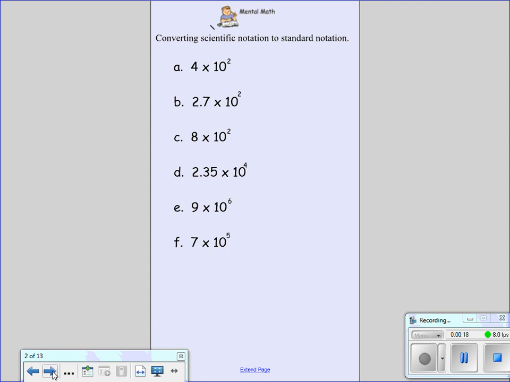Okay, we have 4 times 10 to the second power. So that means my answer is going to be 4. Then how many zeros? We have 2 zeros after it. It's 400.